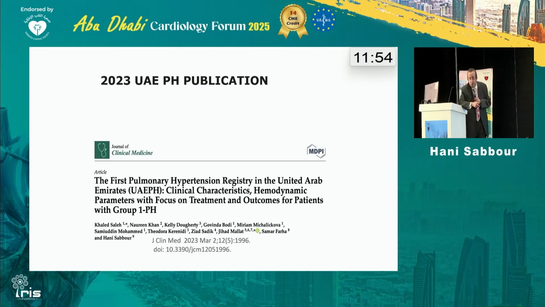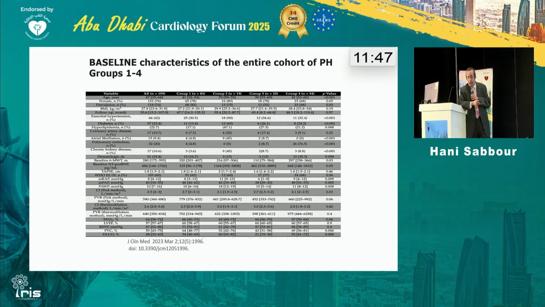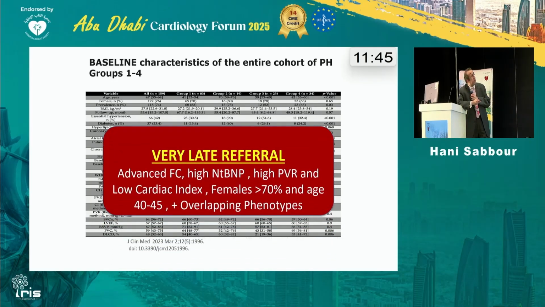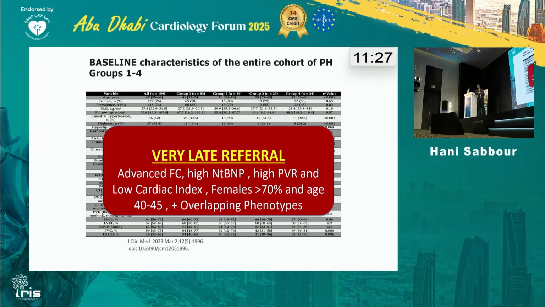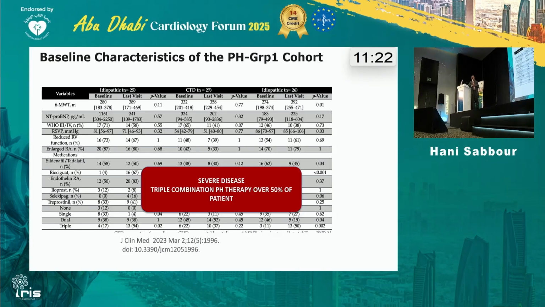Some of you may be familiar with this paper, the UAE Pulmonary Hypertension Registry, which we published back in 2023. Without looking at all the details, here's a summary. Very late referral, with doctors referring to us extremely late. Functional class 3 and 4, very high BNP, very high pulmonary vascular resistance, low cardiac output, and mostly females. Over 70% of the patients are females, aged between 40 and 45. So these are very sick young patients who are neglected by the healthcare system.